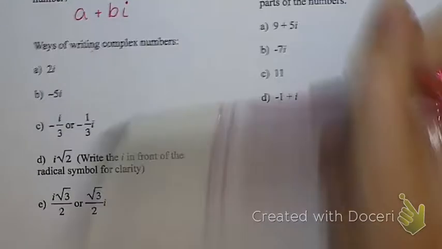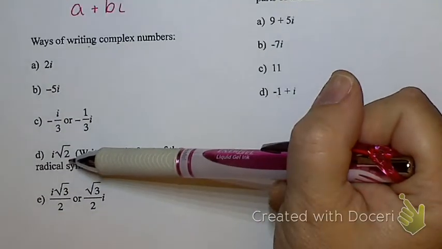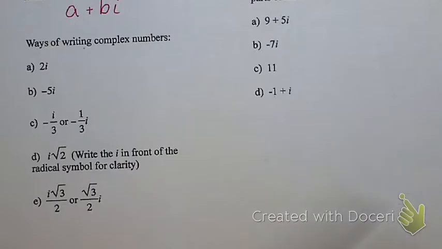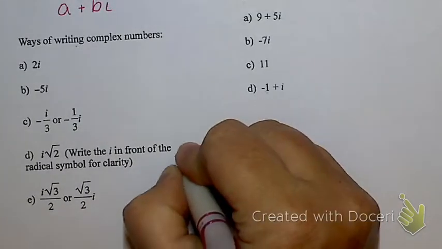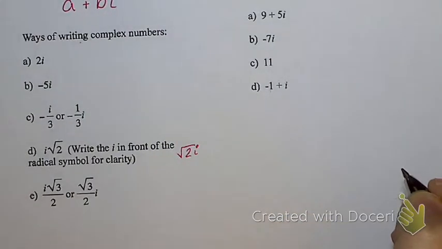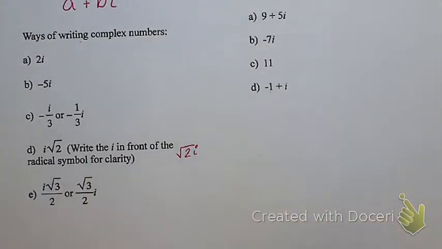Okay? When we have a radical, we tend to put the i in front. Why do we do that? Clarity. Because if I did this, there's a little bit of fuzziness as to whether the i is underneath the radical or not. So just to make it clear, we put it in front. So the only time that i is not at the very end of the problem is when there's a radical.